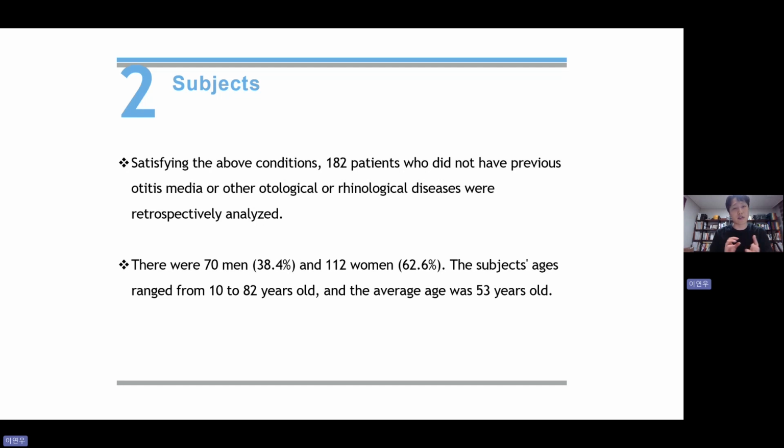182 patients who did not have previous otitis media or other otological or rhinological disease were retrospectively analyzed. There were 70 men and 112 women. The subjects' age ranged from 10 to 82 years old, and the average age was 53 years old.